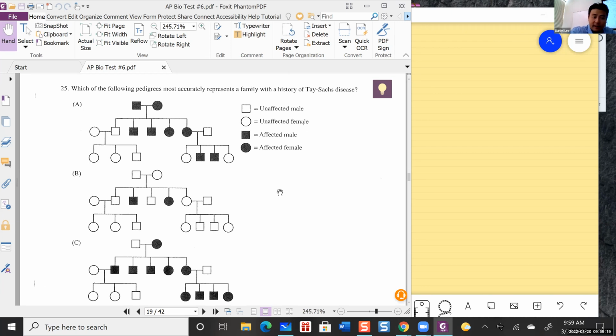Okay, 25. We have a pedigree. Yeah, if you really don't like pedigrees, don't skip it. Yeah. Okay. So the question is, which of the pedigrees represents a family with a history of Tay-Sachs? So again, affected individuals are shaded. Okay, and a circle is always female. Yeah. So if you look at this one.